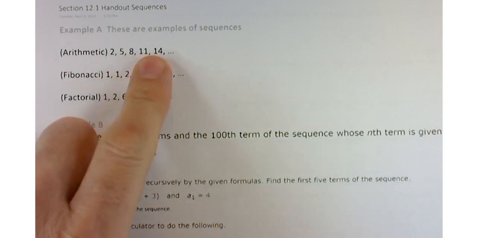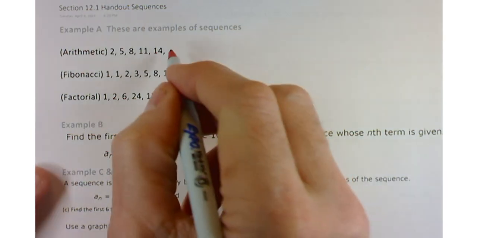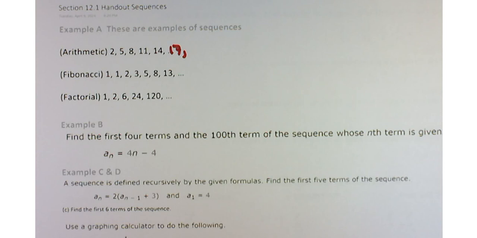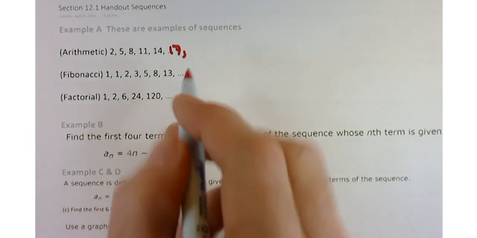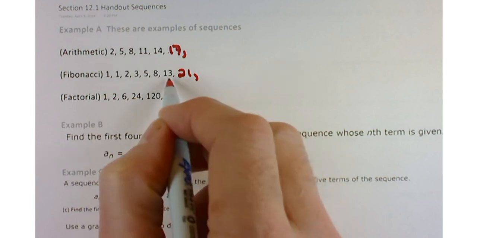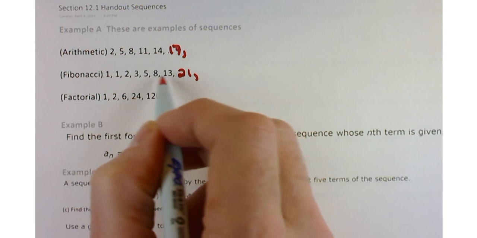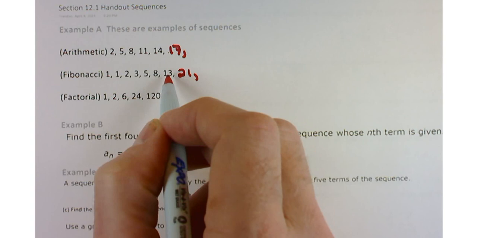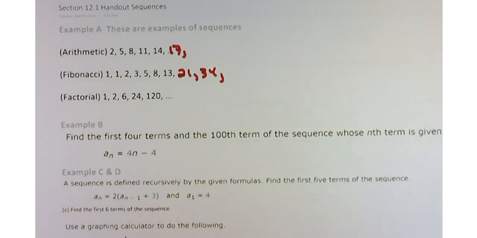Can anyone tell me what the next term in that sequence would be? What would I expect next? 17. Yeah, 17. You're just adding 3 to get from one term to the next. How about the Fibonacci sequence? Can anyone tell me what the next term is here? 21. Yeah, 21. And to get from any position here to the next term, you're going to add up the previous two terms. So 8 and 13 gives me 21. 13 and 21 gives me 34. And then 55, and so on and so on.